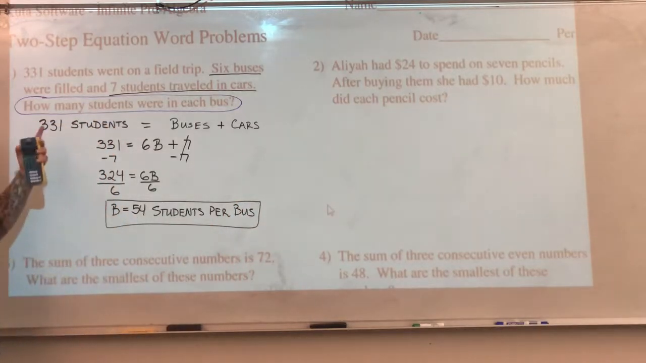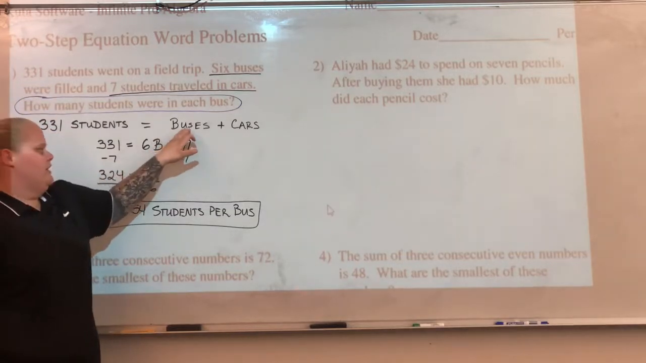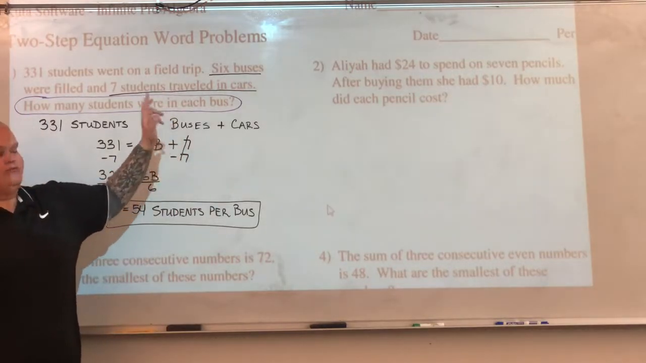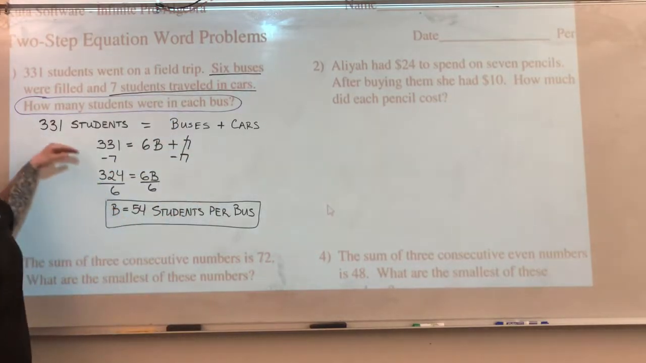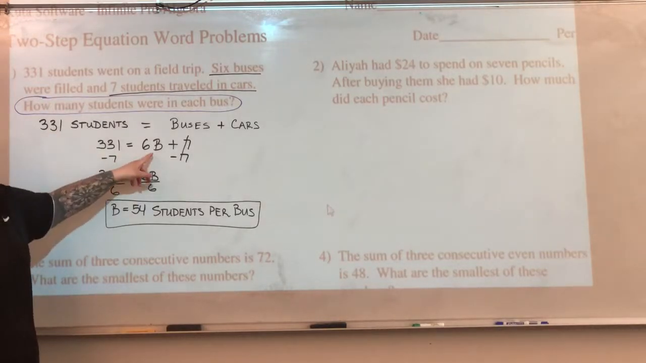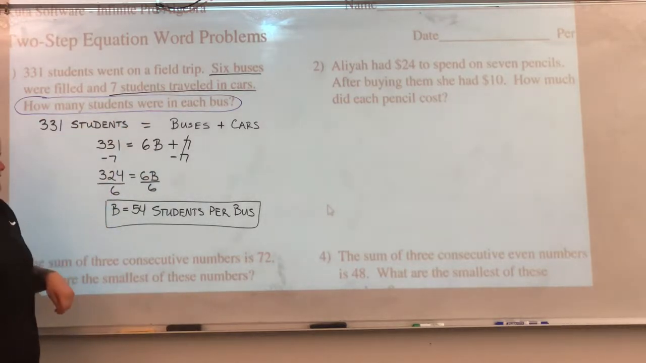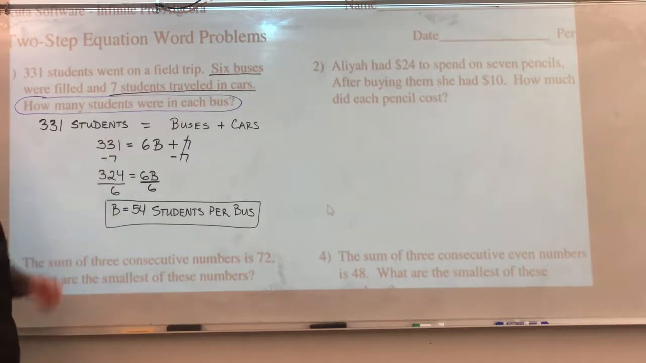And again, what we did to solve this is we looked at what we had, we picked out the important things. There were 331 students traveling by bus and by car. There were 6 buses and 7 kids rode in a car. So we created an equation with what we were given, and then we solved the equation for the variable, which was B, which represented the number of students in each bus. And we got 54 kids per bus. Let's look at that second example.